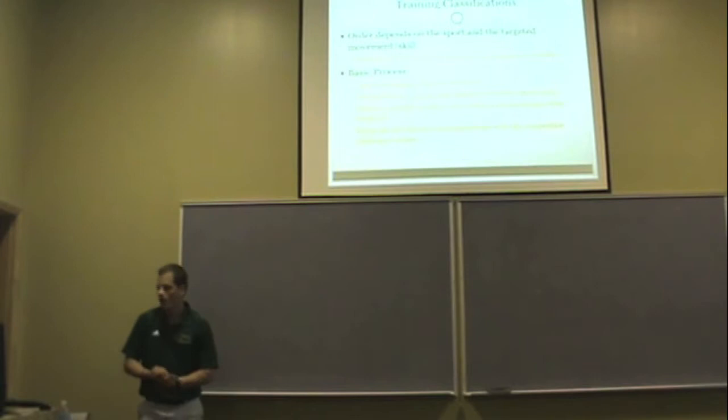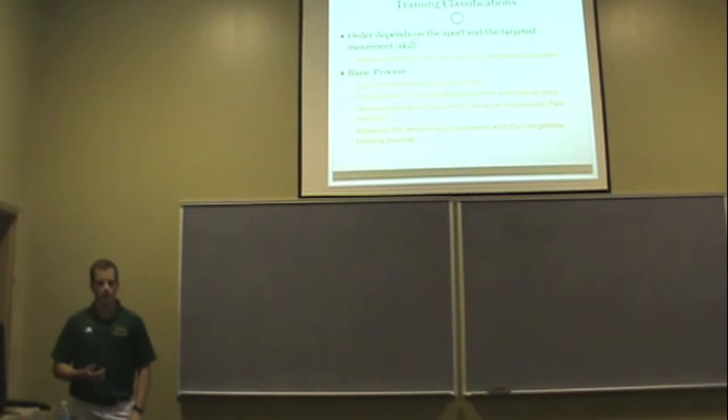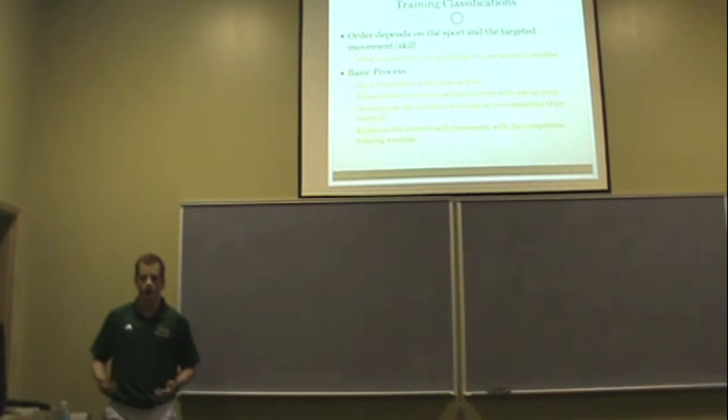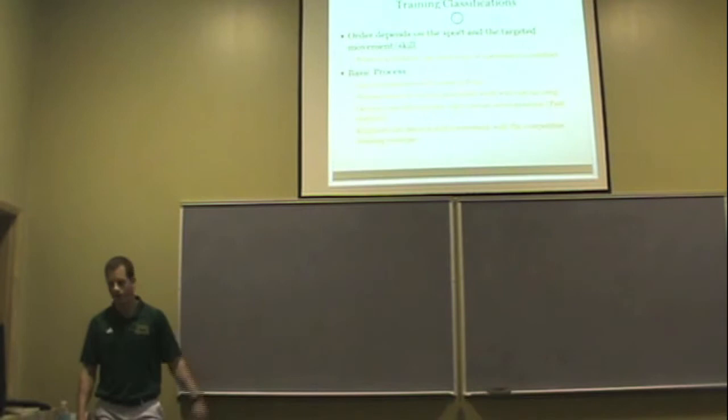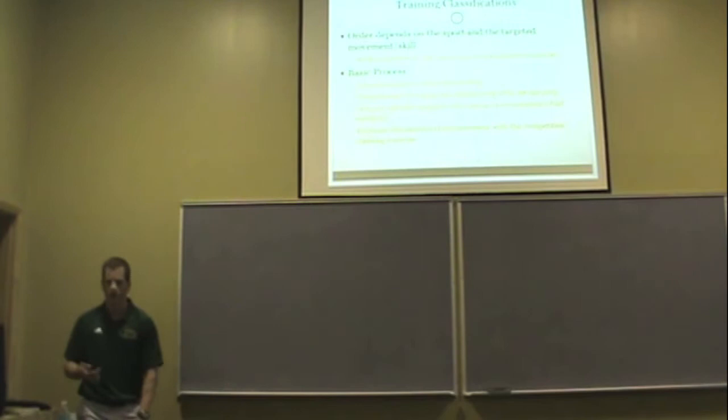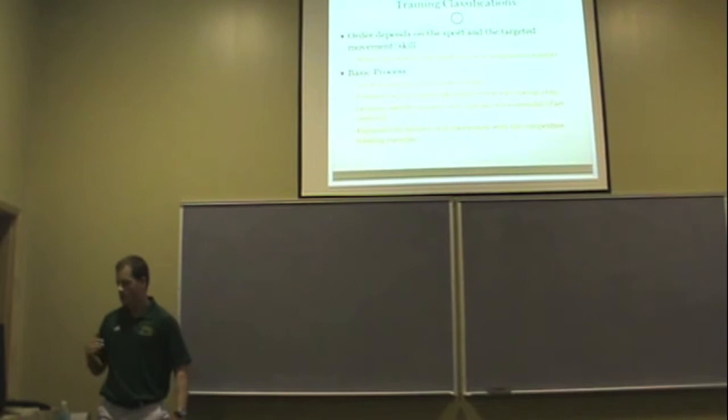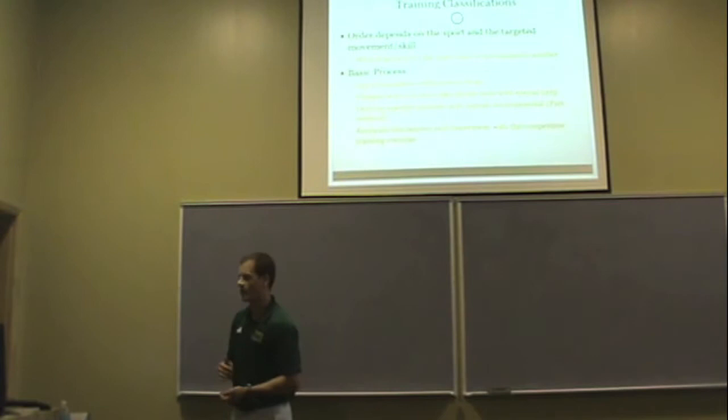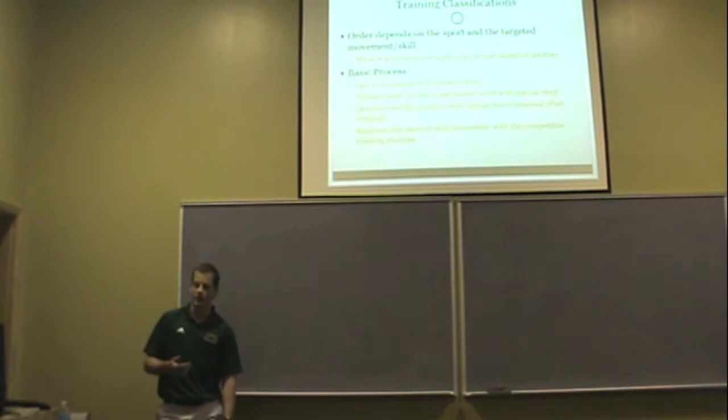The order in how you're developing depends on the sport and the targeted skill. What's general in one sport might be specific in another sport and completely different in another sport and might not be related at all in that following sport. So the basic process is lay that foundation with general prep, prepare the body for more specialized work with specialized prep, develop specific qualities that increase the working effect of those key movements, like I was talking about at the beginning with the part method, with the specialized developmental, and then replicate the desired skill movement with the competitive training exercise.